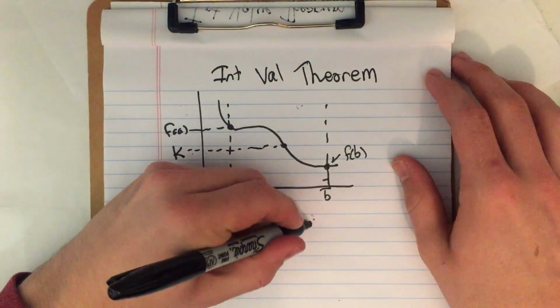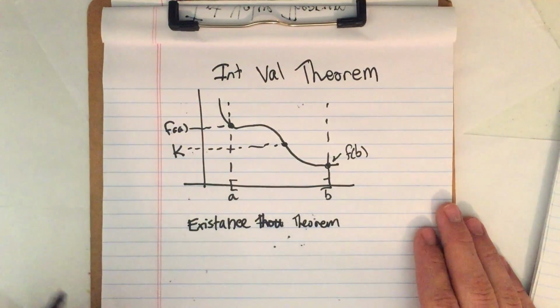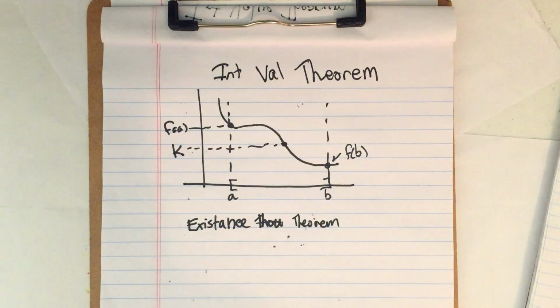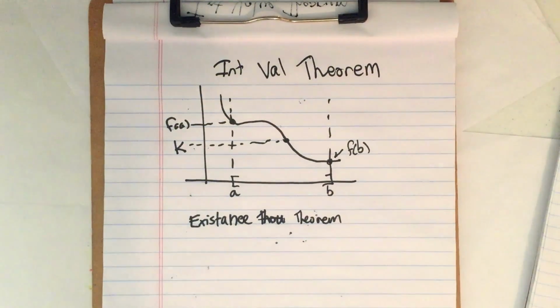So this is an existence theorem. Can't spell theorem. So what does that mean? We're looking for, does an answer exist to the problem? It doesn't get us an answer, but it tells us if an answer is there and if we should go looking for it.